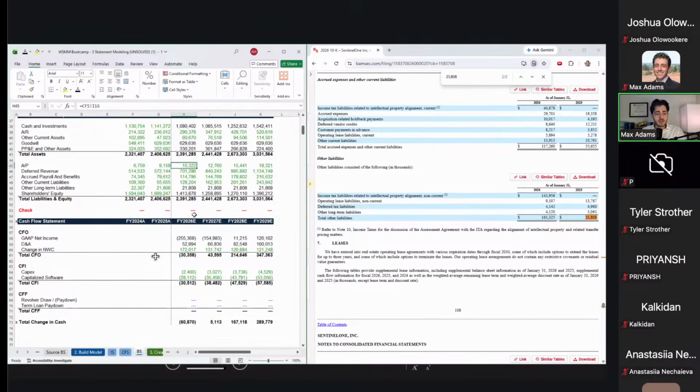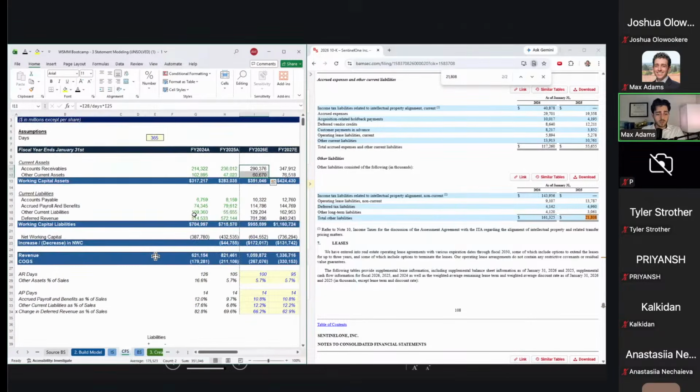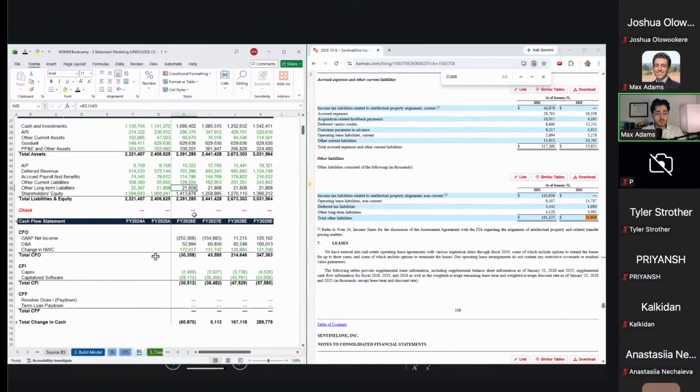And then on the liabilities and equity side of things, we linked up the accounts payable, the deferred revenue, the accrued payroll and benefits, and the other current liabilities to the cash flow statement. The other long-term liabilities, we're just holding flat, keeping it the same as the prior period. And then our shareholders' equity is the prior period plus the net income, and if we paid any dividends, we'd subtract that out. That gets us to our total liabilities and equity. So we've got a draft of the balance sheet.